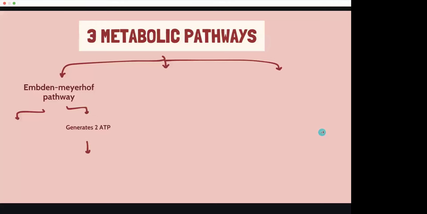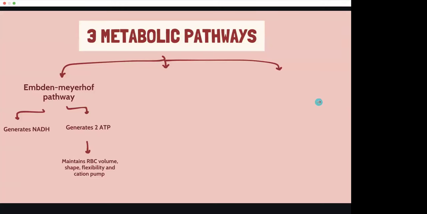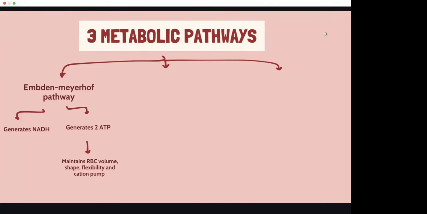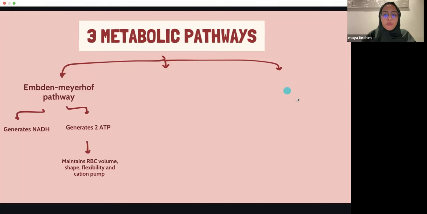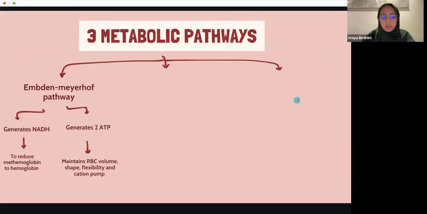To maintain the deformability and flexibility and cation pumps. Correct. And we also generate something else from the Emden-Meyerhof pathway, which is? Is it NADP? It's NADH. And what does NADH do? It reduces Fe3 to Fe2. Correct. So it reduces methemoglobin to hemoglobin.